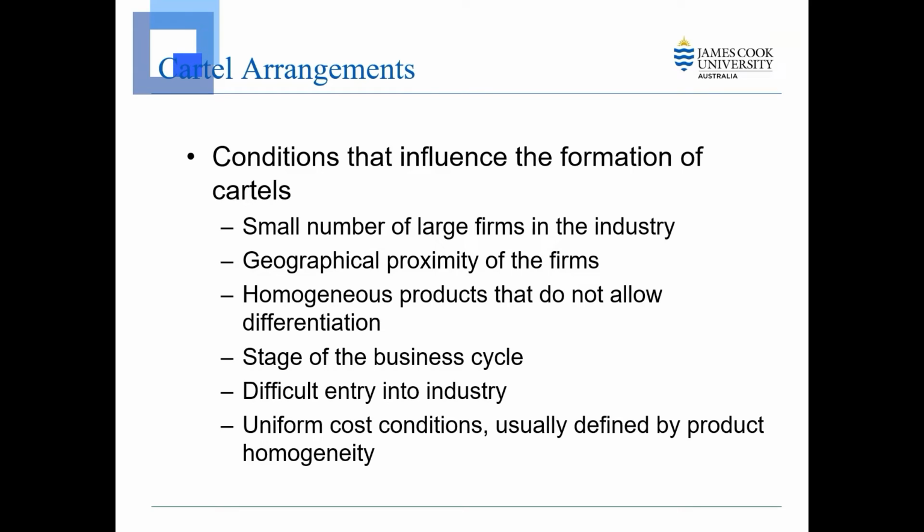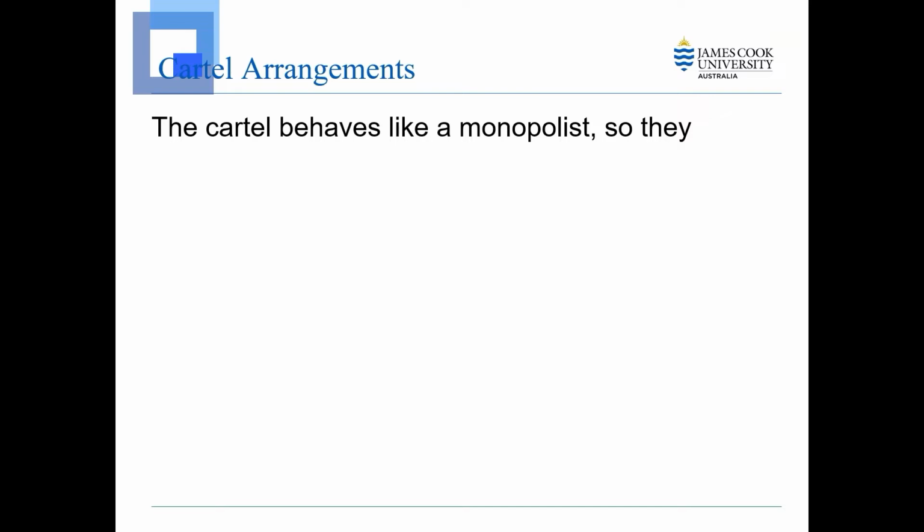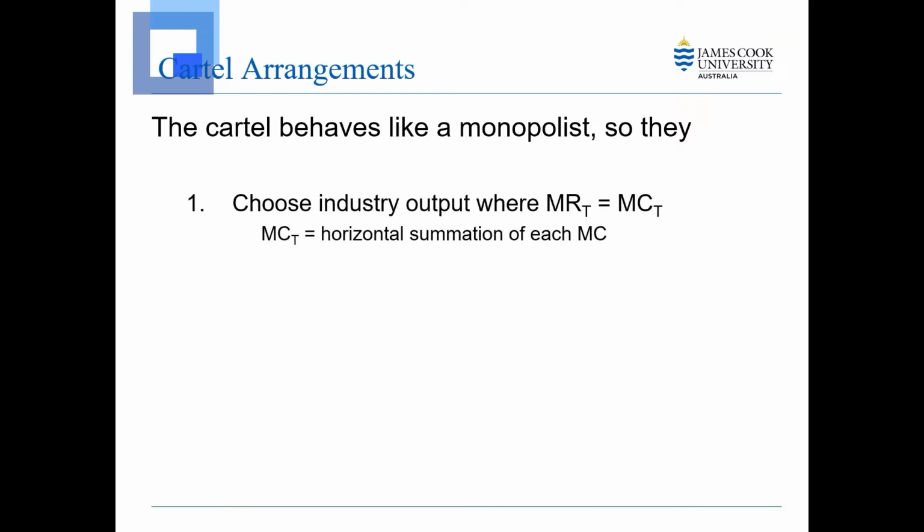Uniform cost conditions are usually implied by product homogeneity. The product is the same, so we have the same technology, and roughly the same cost conditions. So the cartel behaves like a monopolist. They will choose the industry output following MR equals MC. MR is derived from the total market demand. MC is the horizontal summation of each firm's marginal cost. So add each firm's marginal cost horizontally, and then set the price according to the demand.